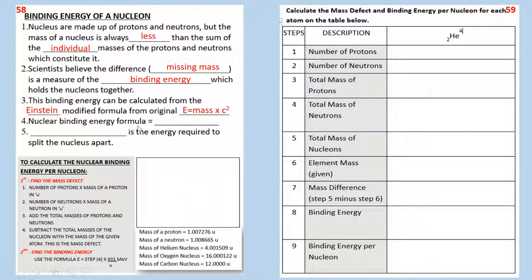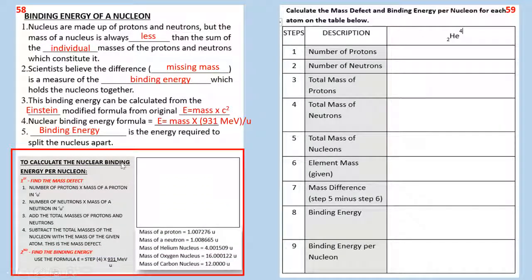The nuclear binding energy with the modified formula will be E is equal to mass times 931 MeV per U. So this M is a prefix, mega. Binding energy is the energy required to split the nucleus apart. That's the minimum energy that we need to break a nucleus.